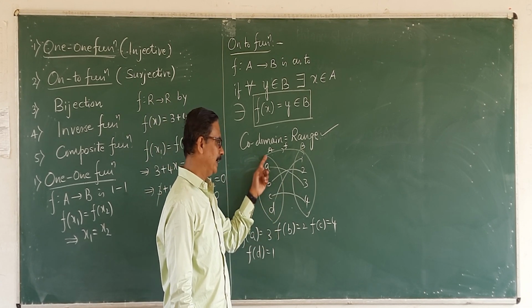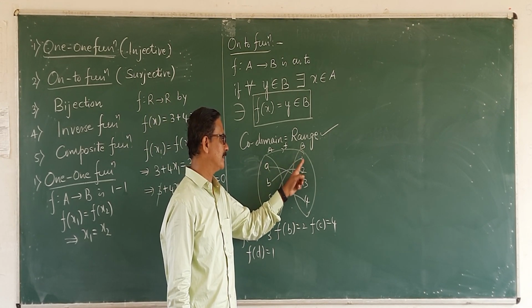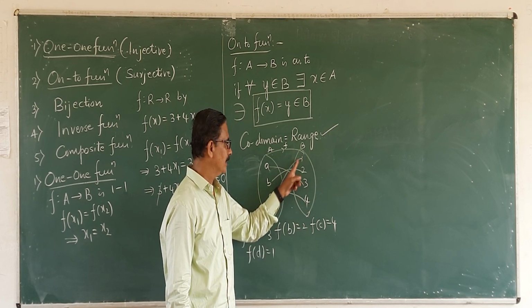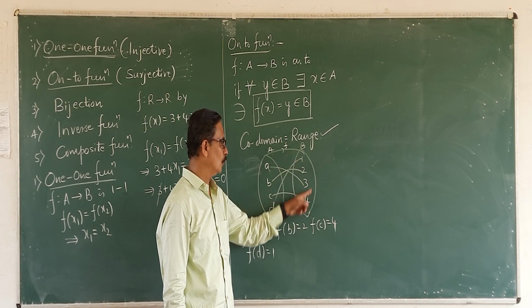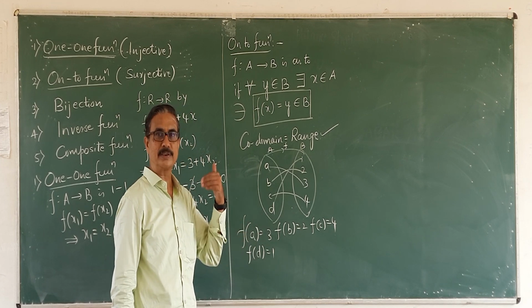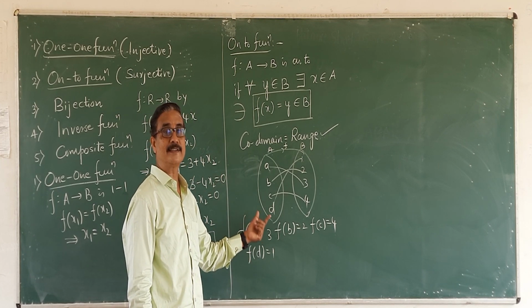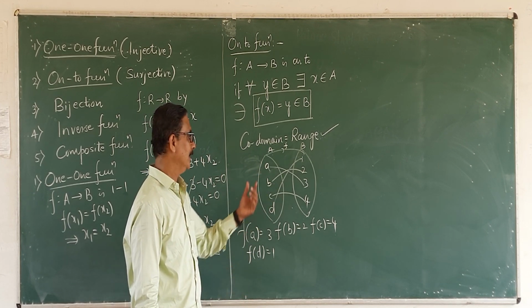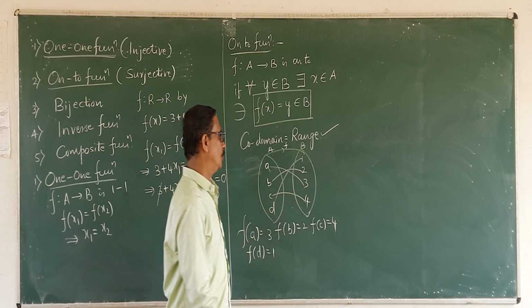Here domain is A, B, C, D, codomain is B set 1, 2, 3, 4. What is range? Range is also 1, 2, 3, 4. So codomain is equal to range, then it is said to be onto function. Clearly this example is onto function.